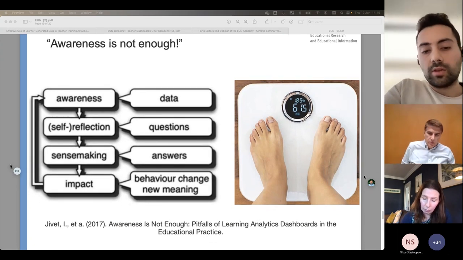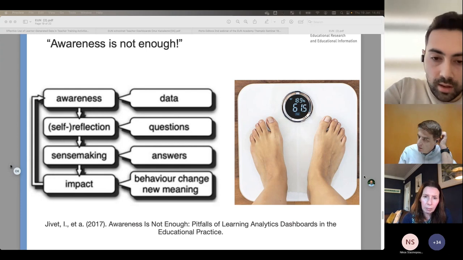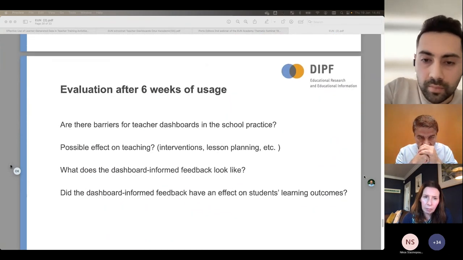And this is then the research gap we have. I want to focus on the impact part. How can I make impact after seeing a problem? So that's why we want to make an evaluation.